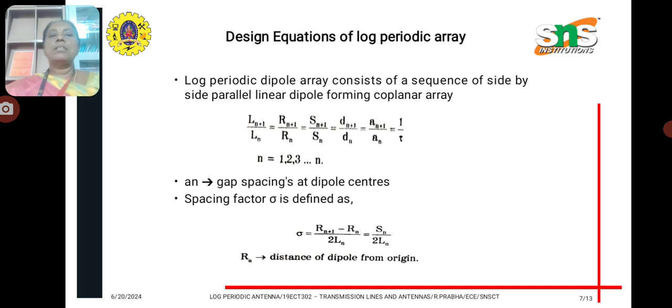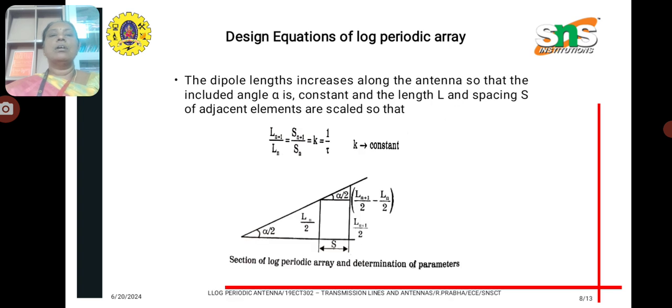the gap spacing at dipole centers, and another parameter in the design equation is the spacing factor sigma, and it is defined as Rn plus 1 by 2ln minus Rn plus 1 minus Rn by 2ln. It is equal to Sn by 2ln. So here Rn is the distance of the dipole from the origin.